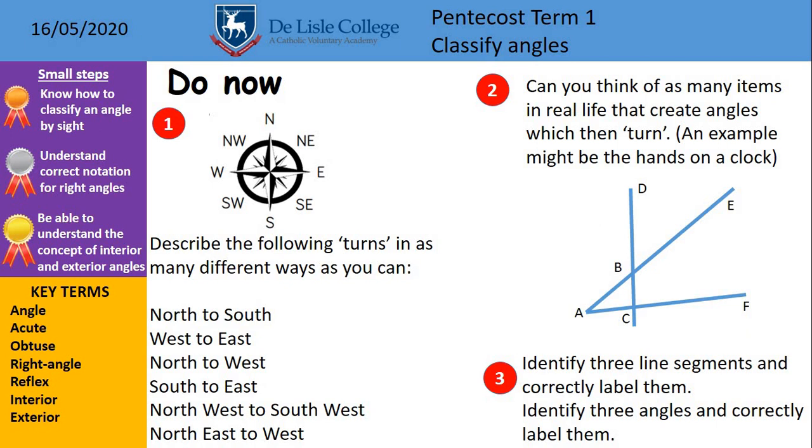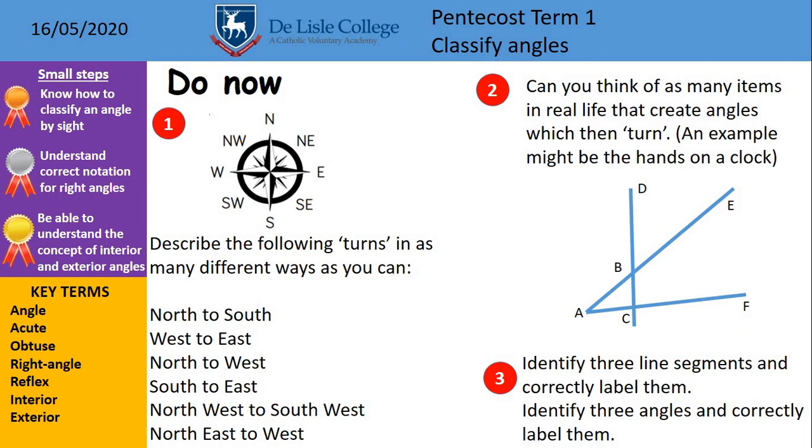So your do now task is to describe the following turns in question 1. Question 2 is just have a go at some real life examples, and then number 3, put on some line segments and identify a couple of angles on there as well for me. You don't need to measure them, but by all means get some practice in for that as well. Okay, so pause the video and spend around 7 or 8 minutes on the do now task for me, please.